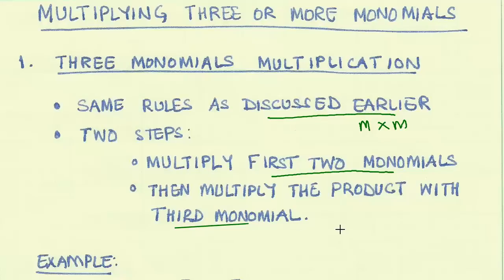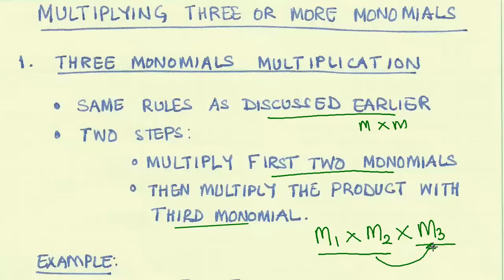If I were to represent that symbolically, let's say we have a monomial m1, a monomial m2, and a monomial m3. You multiply m1 into m2 first, and then this product will be multiplied with m3. Let us look at an example of how we do that.